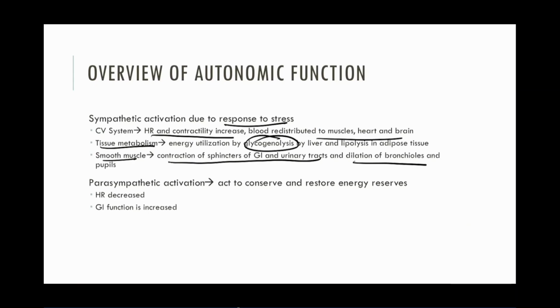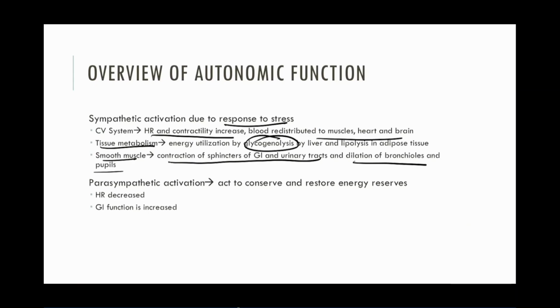Why do you think we want our bronchioles to be dilated? What are bronchioles? Airways in our lungs. Why do you want those dilated and as big as possible? More oxygen into the body. You breathe more. We're going to need a lot of oxygen. Let's do a lot of breathing. We'll get a lot of oxygen going.